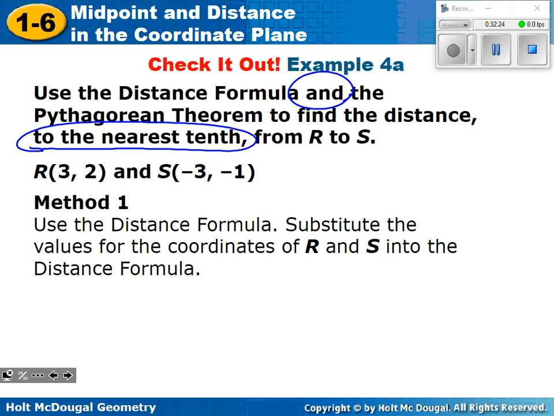What is 6 squared? 36. What's 3 squared? And then add those together, and what do we end up with? The square root of 45. Now, on the homework, if it says to round, you're going to take your calculator, type in square root of 45, and round it, okay?